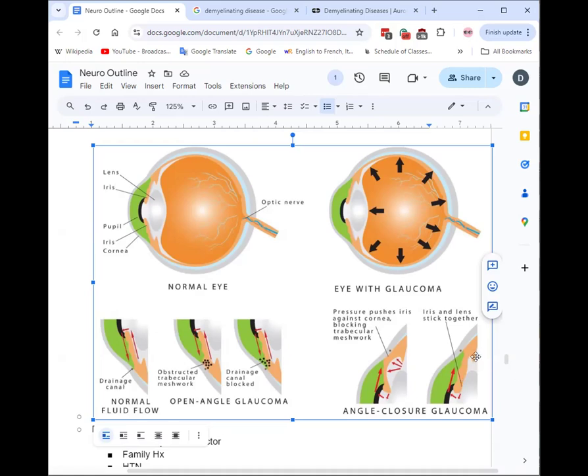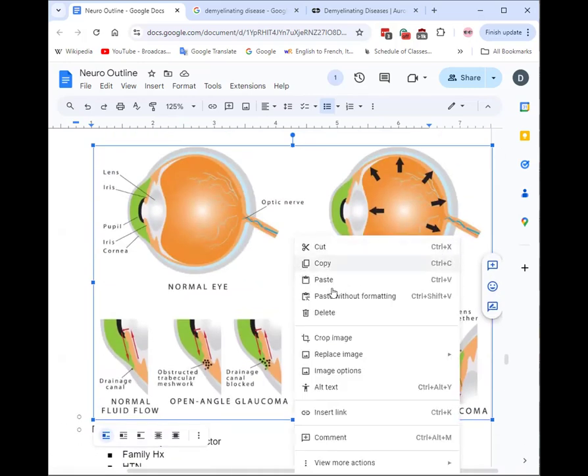This one's going to be more dangerous because the pressure is so big that it's your own eye pushing against itself. It can be caused by something blocking the meshwork, and there's more information on that, but you don't need to know it.